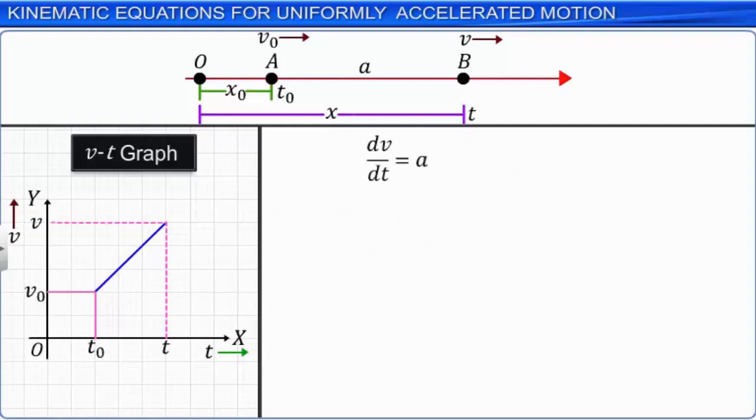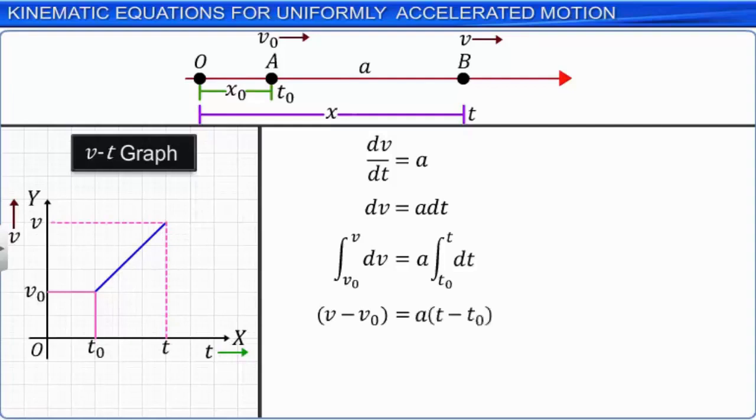Integrating both sides, integral v naught to v dv is equal to a into integral t naught to t dt. V minus v naught is equal to a into t minus t naught. Rearranging the equation, v equals v naught plus a into t minus t naught. This is equation 1 of motion.